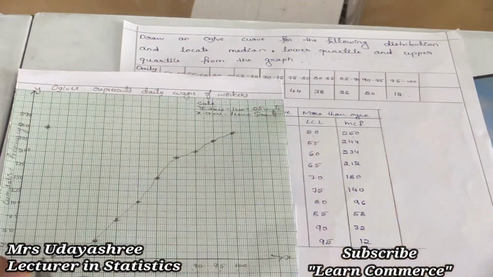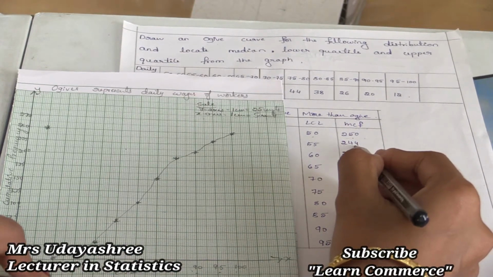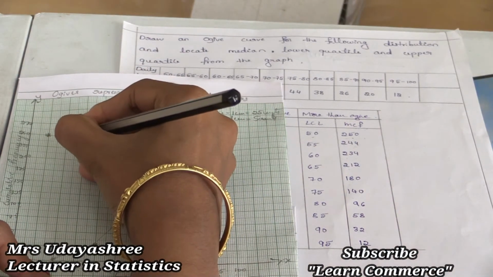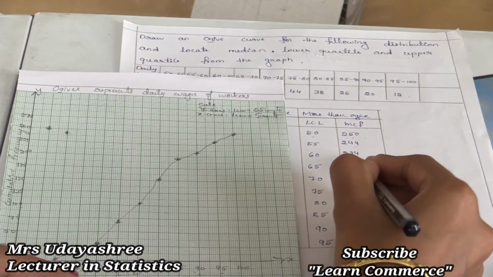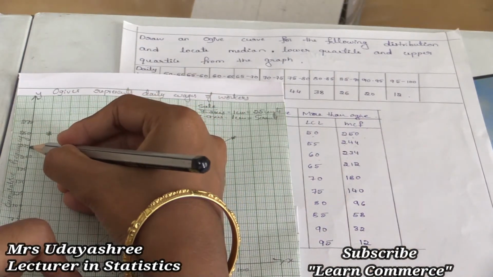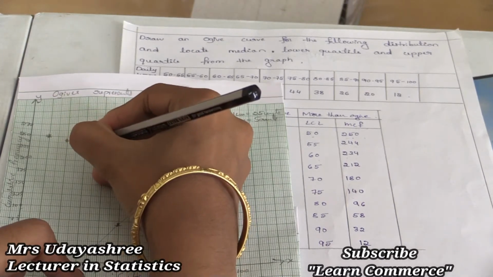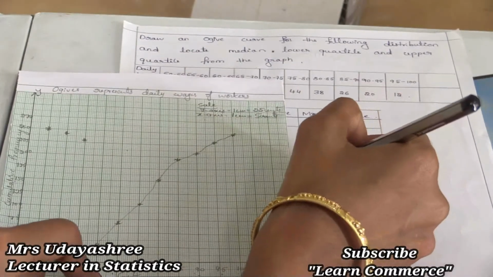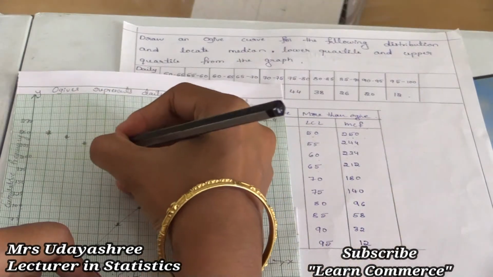Next 55, see 55 is here, for that corresponding cumulative frequency 244. So 244 comes here. Next is 60, for that cumulative frequency 234. So 225 is here, 234 comes here. Yes, next 65, corresponding cumulative frequency 212. So 200 is here, 212 comes here.